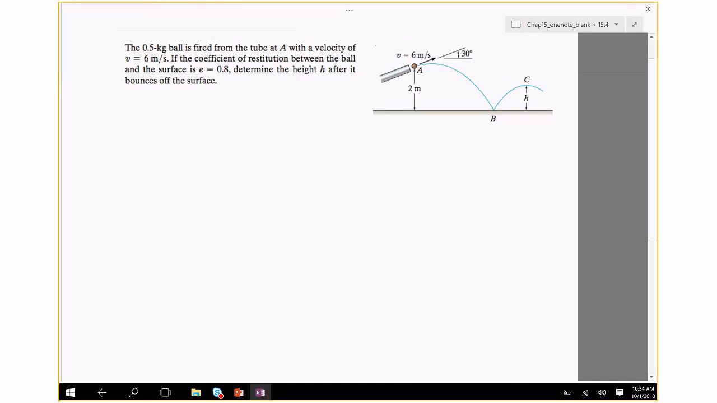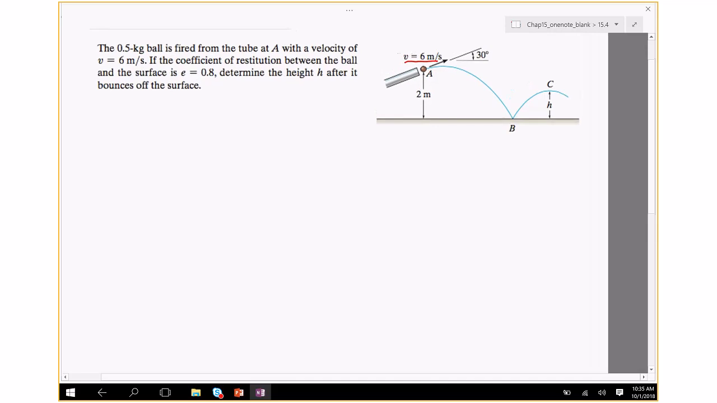a 5 kg ball is fired from tube A with a velocity of 6 meters per second at an angle of 30 degrees as shown. If the coefficient of restitution between the ball and the surface is 0.8, determine the height h after it bounces off the surface. So we've got to find this height.